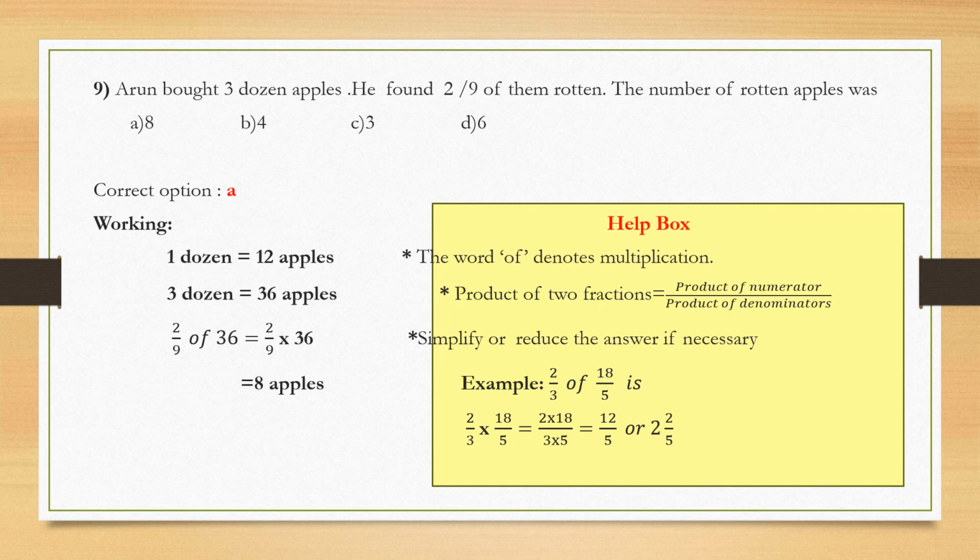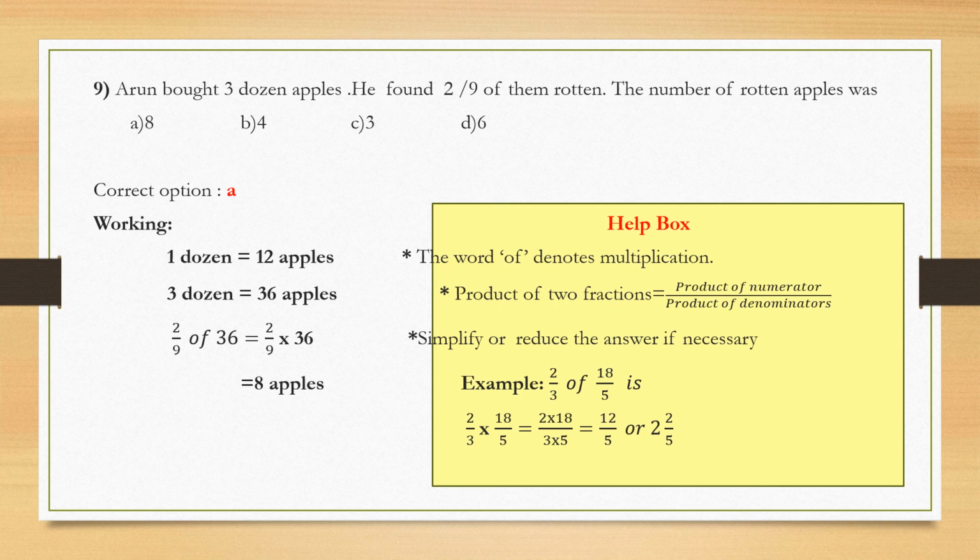0 upon 12 is nothing but it's 0. Next, Arun bought 3 dozen apples. He found 2/9 of them rotten. The number of rotten apples was option A, 8, B, 4, C, 3, D, 6.